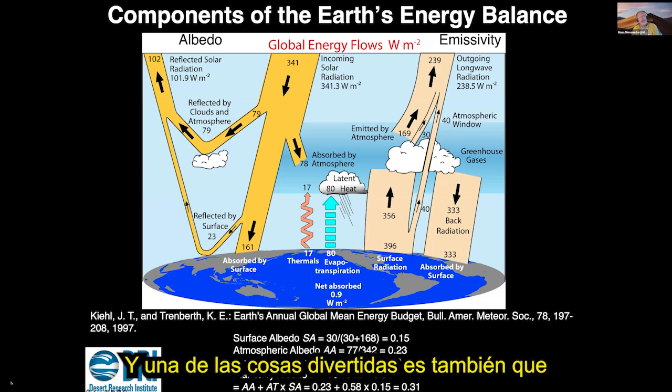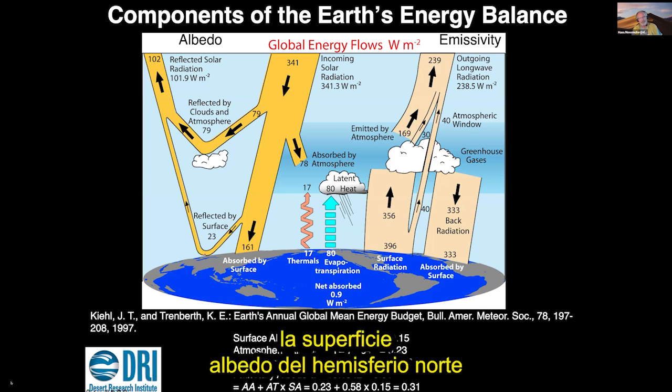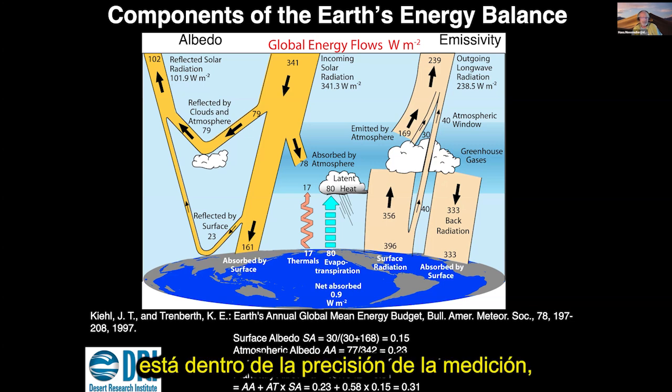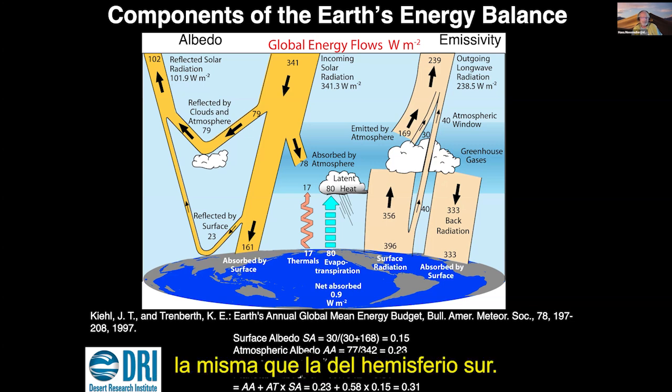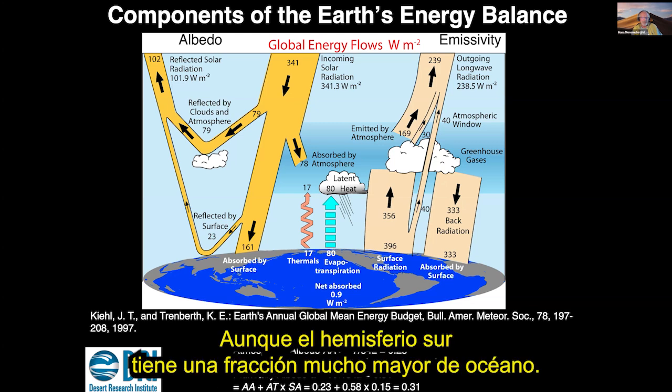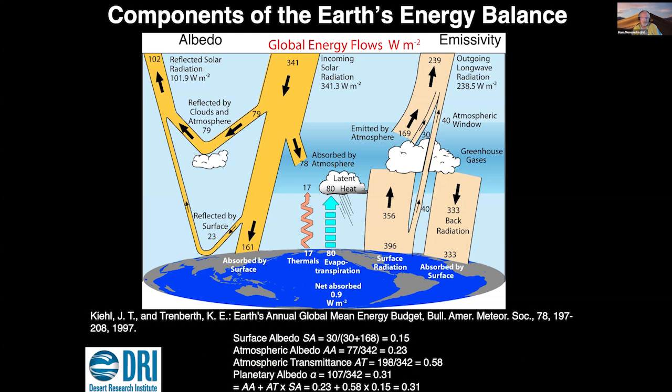And one of the funny things is also that the surface albedo of the northern hemisphere is, within measurement accuracy, the same as that of the southern hemisphere, although the southern hemisphere has a much larger fraction of ocean.